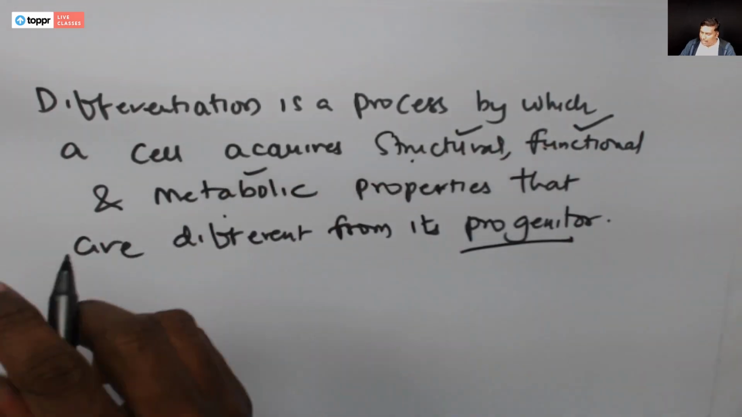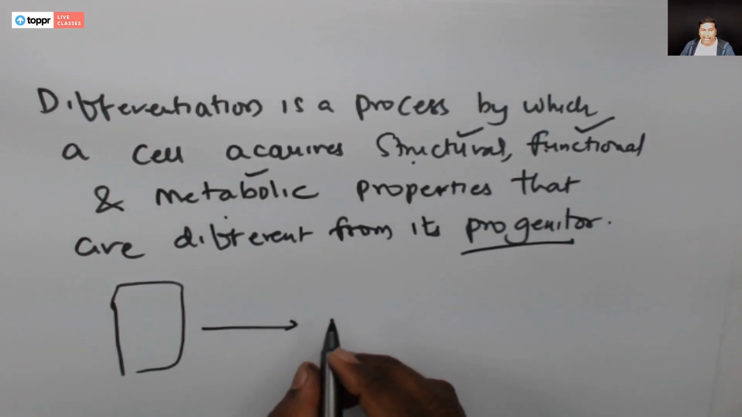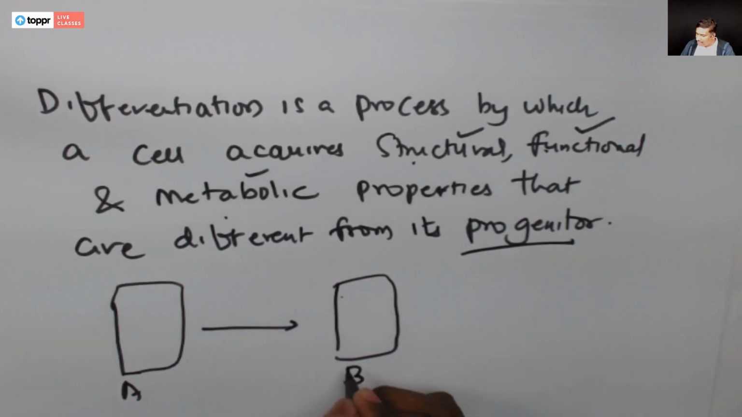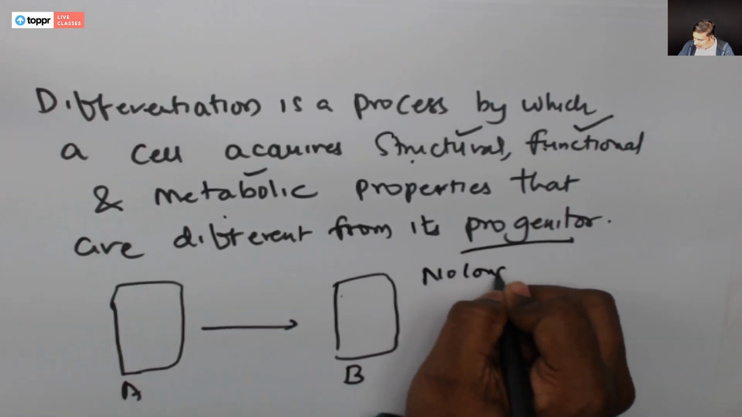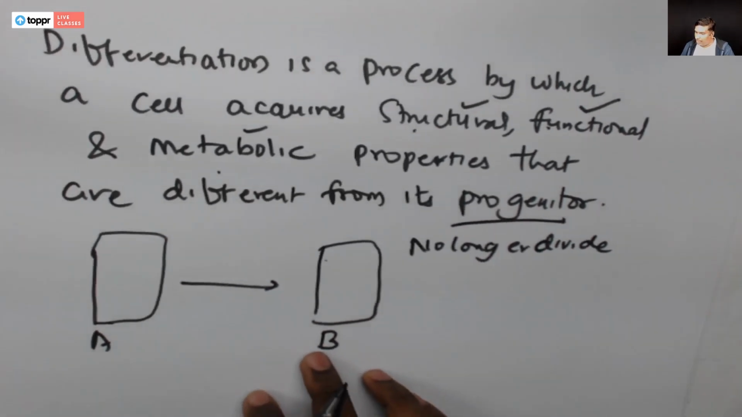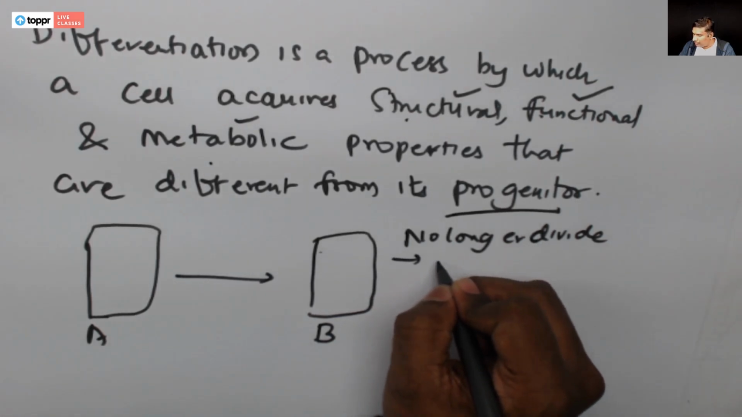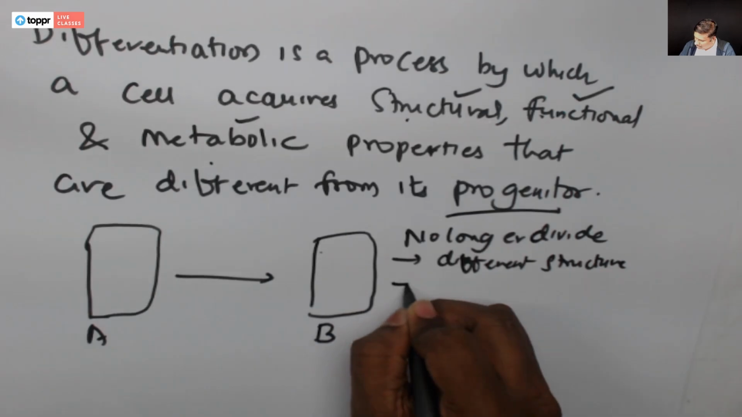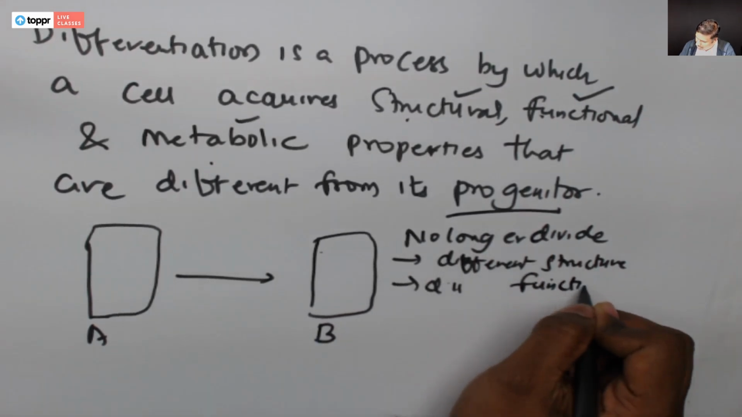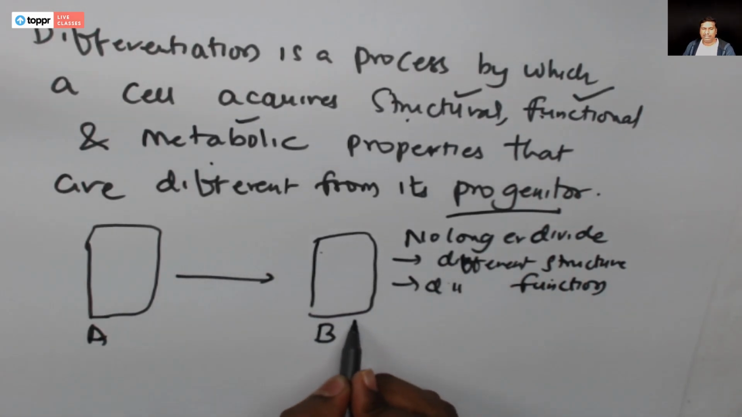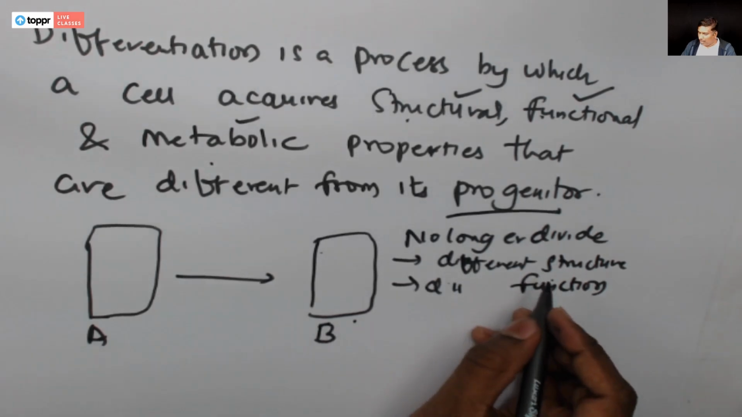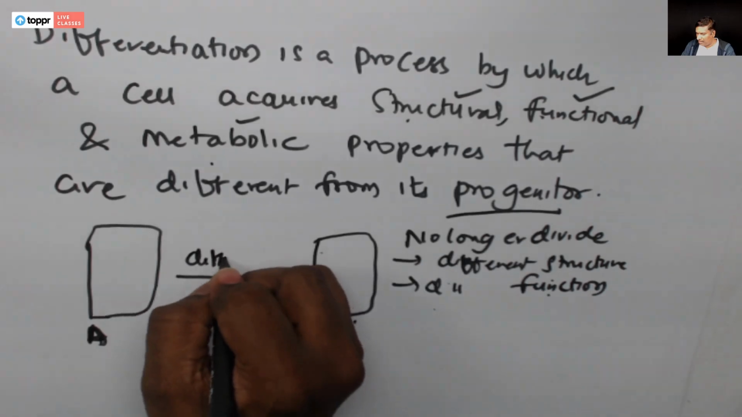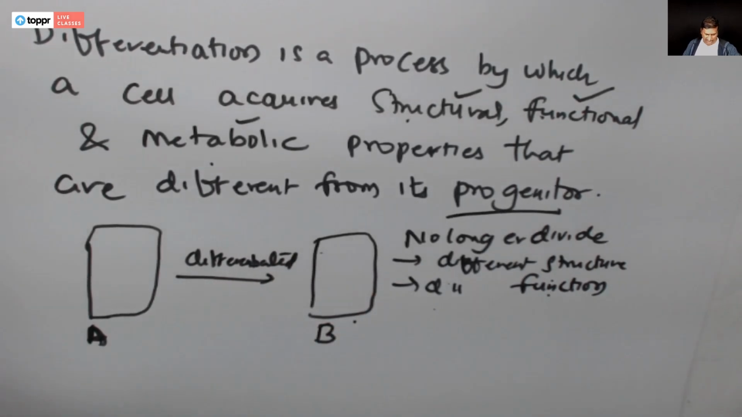So if you have a cell A that is undergoing transformation, and now cell B is formed, and this cell B can no longer divide, and it has a different structure and a different function, then we say that cell A has differentiated into cell B. It can no longer divide. It has a different structure, it has a different function. Then we can say that cell A has now differentiated into cell B. So that is what is happening here.